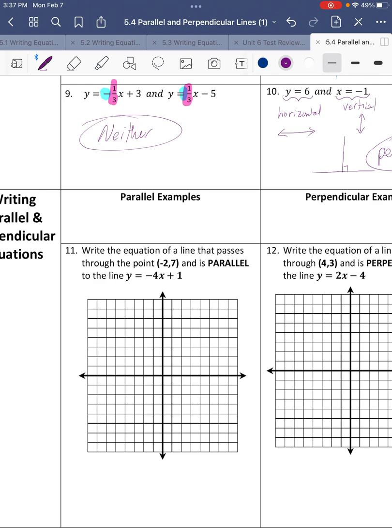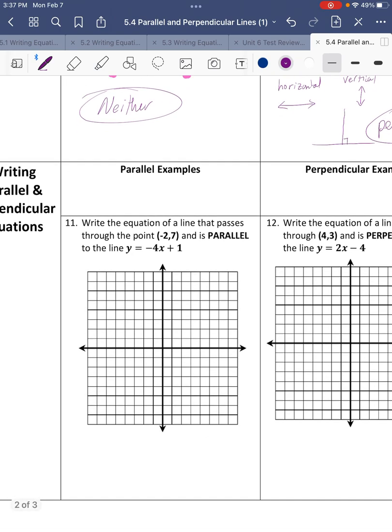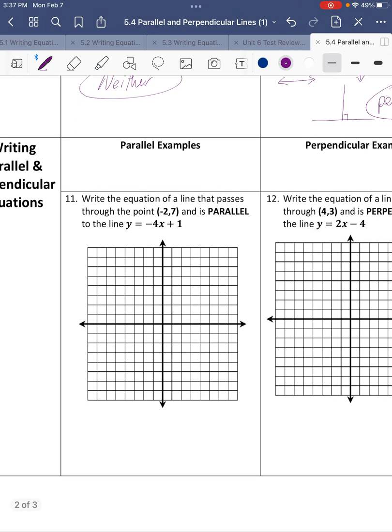All right, we are going to move on to parallel examples and perpendicular examples. So we're going to write the equation of a line that passes through the point. So it's going to go through the point negative 2, 7, and has a parallel. So what does that mean about our slope? They're going to be the same slope. So we're going to have the slope of negative 4.